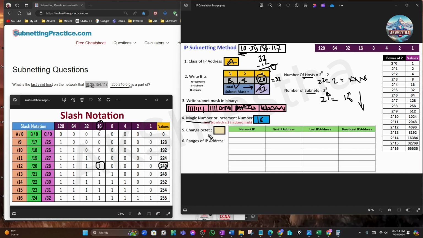Okay, which octet do we have to change? Check it out here. This octet, right? Because this is a class A, that's why we always have to change in this second octet right here. So that's why we have to write down second here.